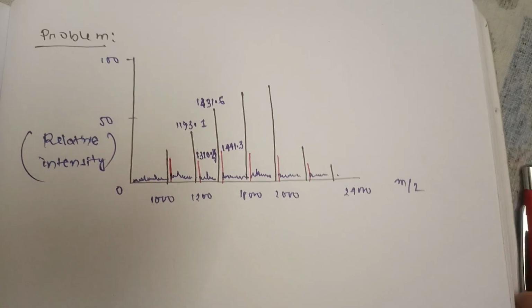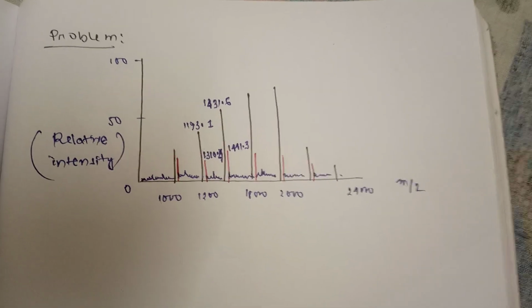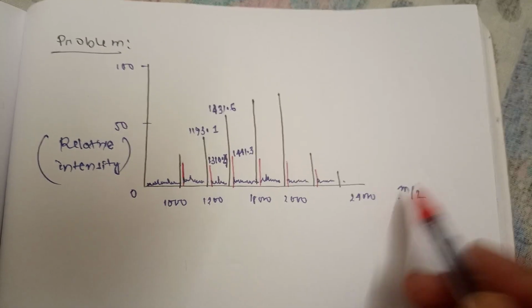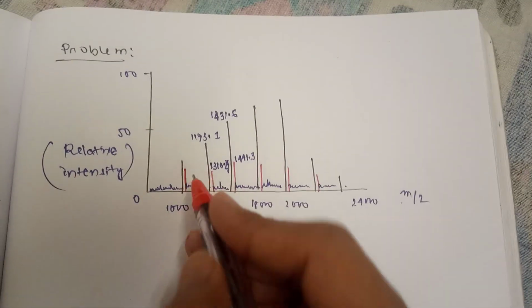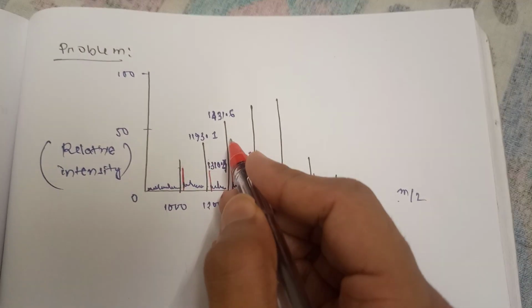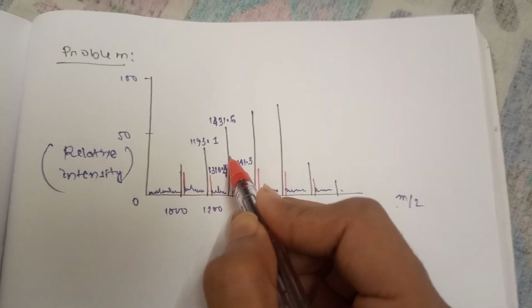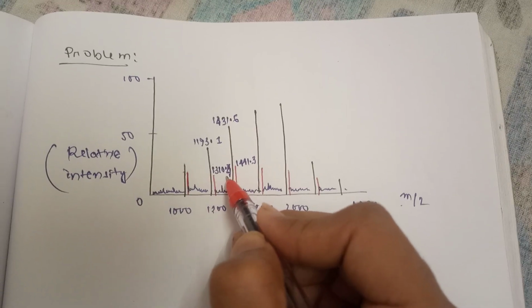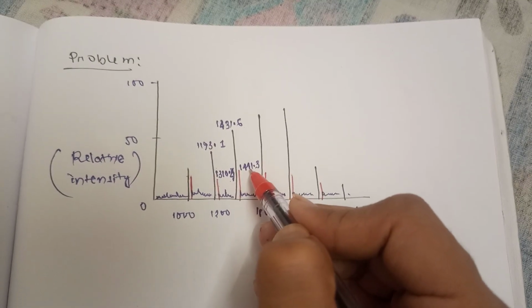So this is the problem. Here you will be given a graph like this. This is relative intensity versus m by z, and there are some peaks. I have drawn it in a simple way. Here you can see the many peaks. This black and this red are adjacent, then this red and this black are adjacent. This is the value of 1310.4, this is 1413.6, this is 1441.3.